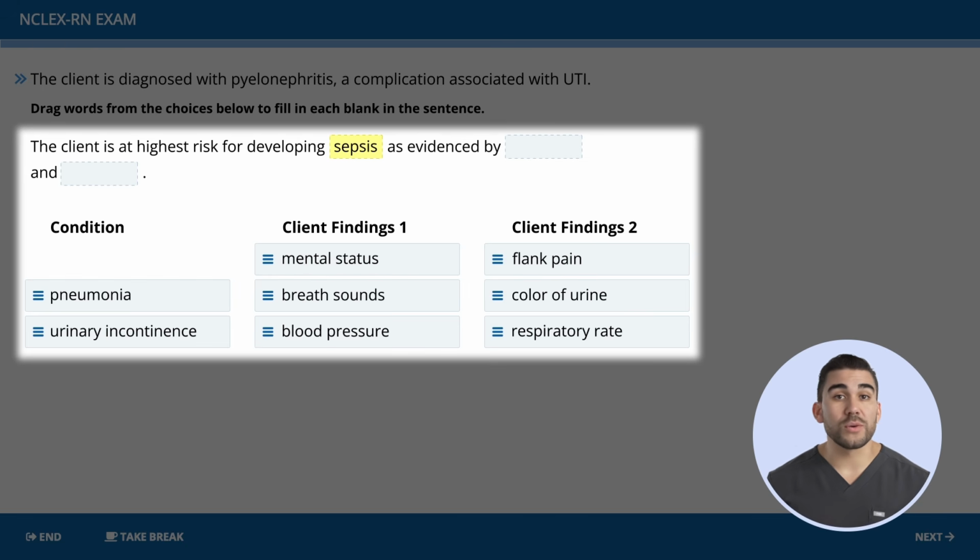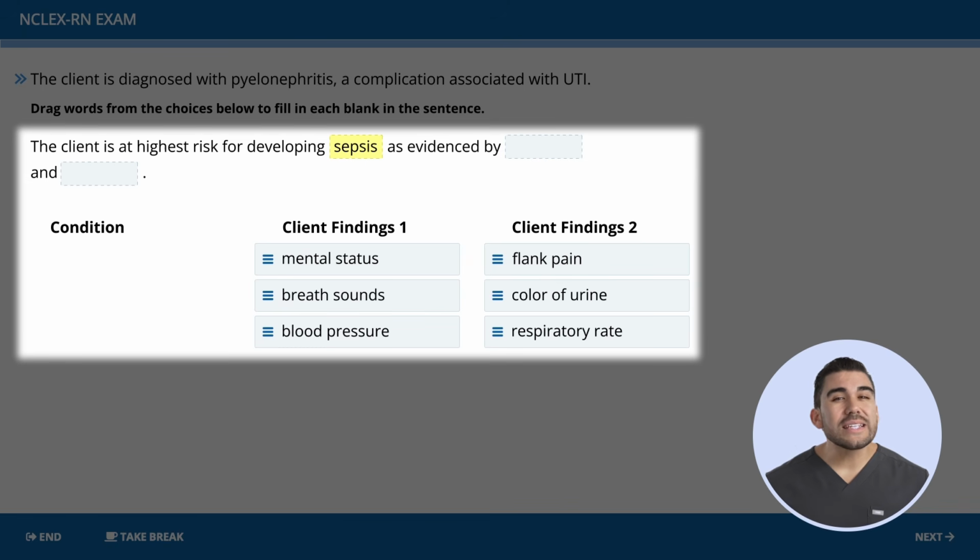Now, the rest of the options are incorrect, and let me explain why. Pneumonia is infection inside the lungs. Now, the client would have decreased lung sounds, but again, it's not the biggest risk related to a kidney infection. And the last one here, urinary incontinence, is not life-threatening, so this would not kill the client.